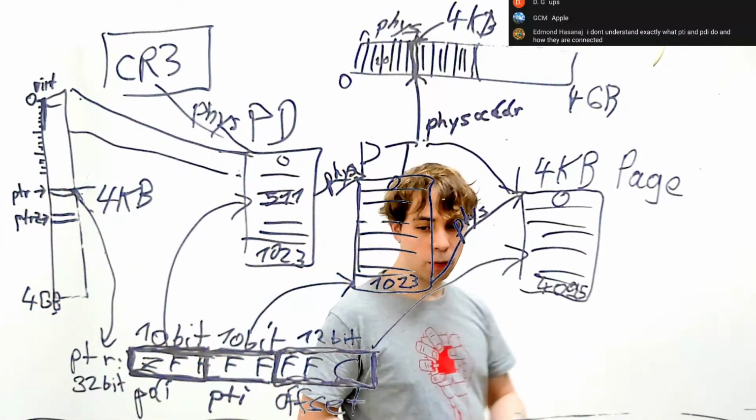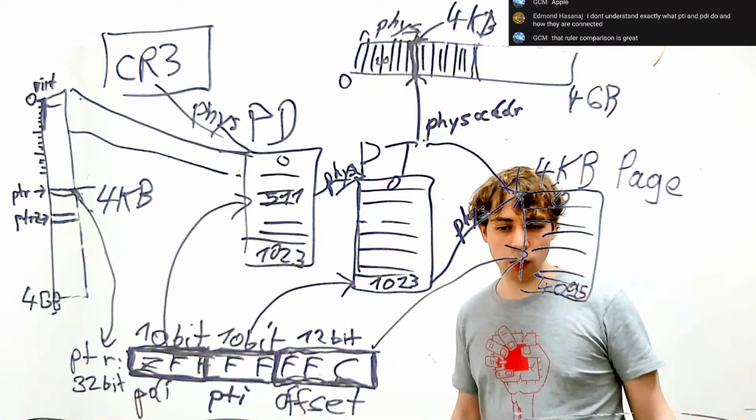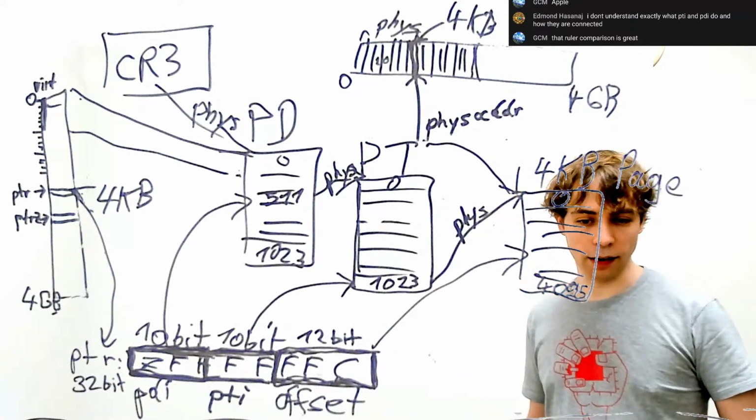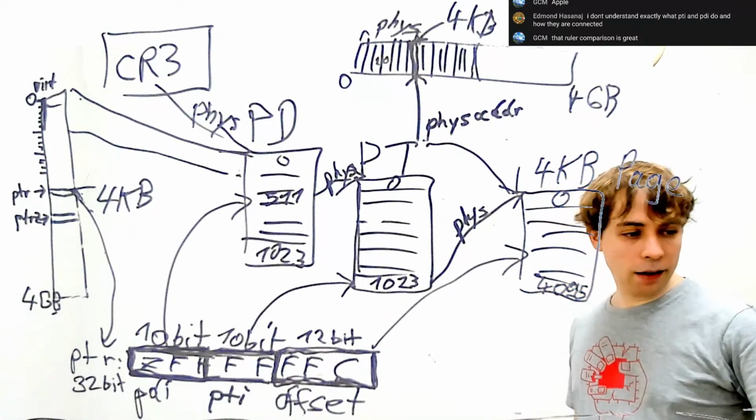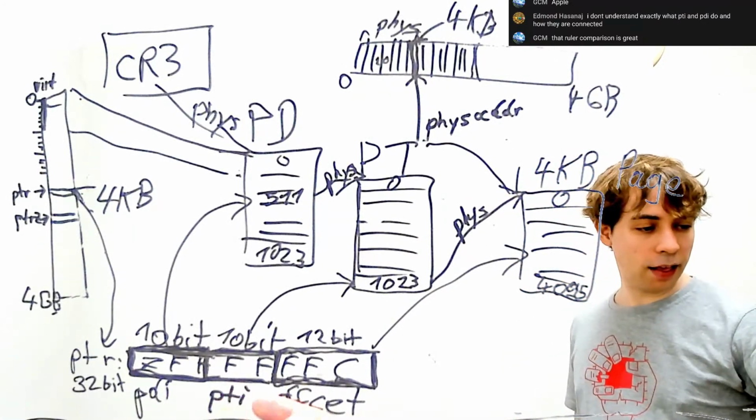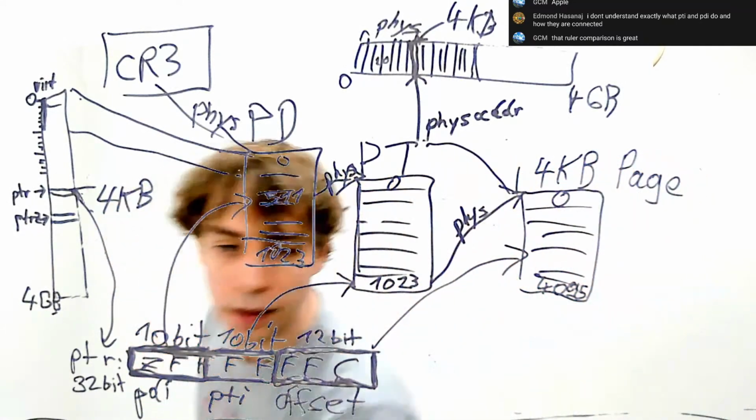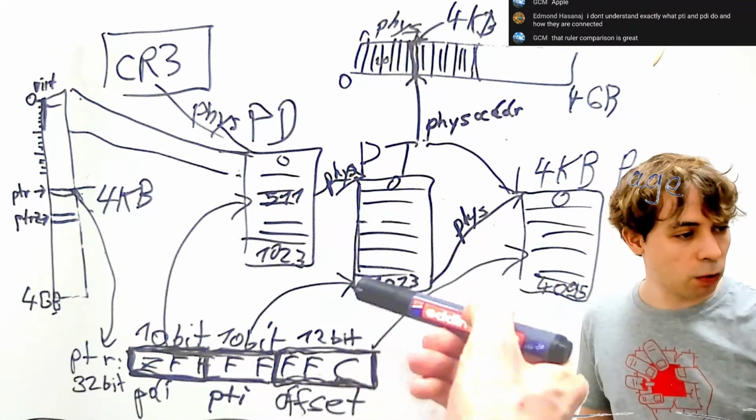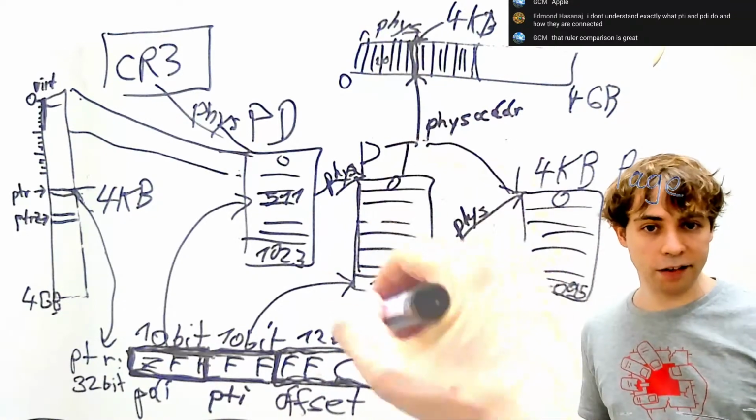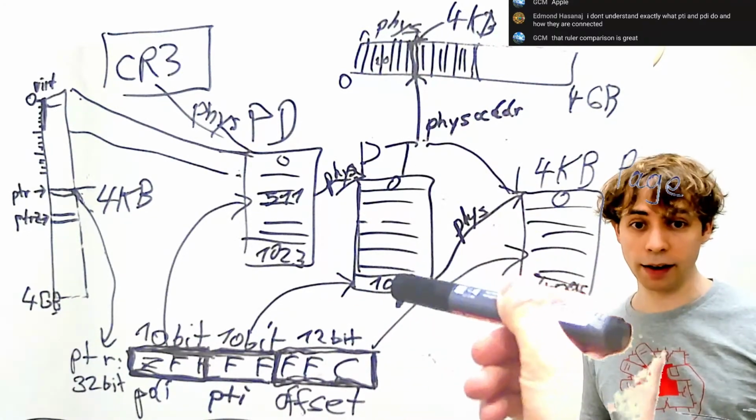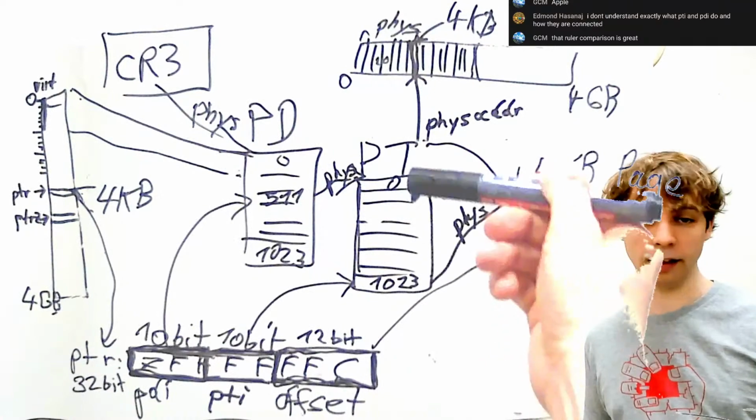I don't understand what PTI and PDI do and how they are connected. The page table index, this is the index that we use here. So if we do an array lookup in the page table, if you look at this in software, you will find this in SWEP, for instance. You can take a look at this in software.